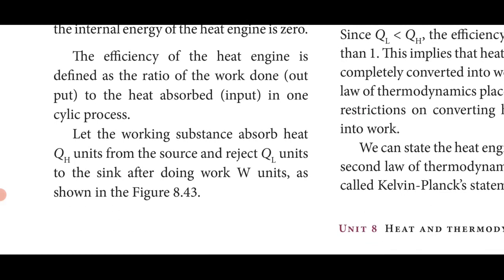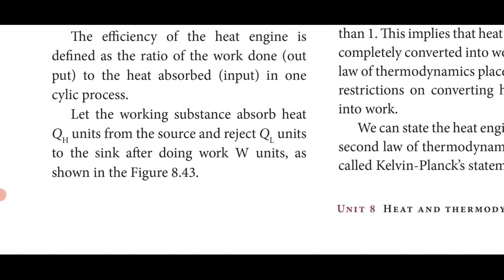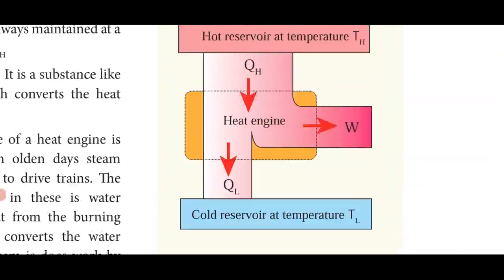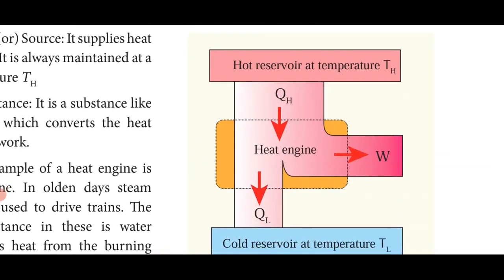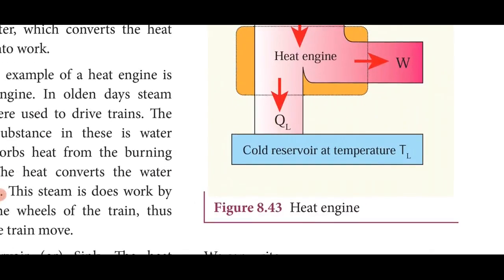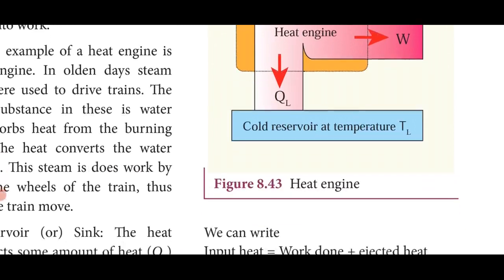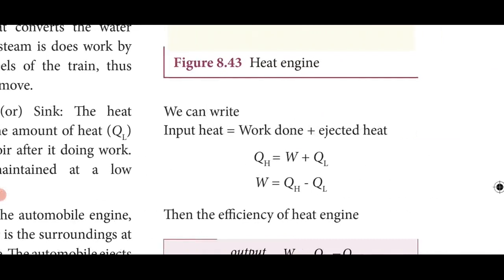The efficiency of a heat engine is defined as the ratio of work done to the heat absorbed in a cyclic process. The working substance absorbs heat QH from the source, and rejects QL, the low heat, to the sink after doing the work. That is given in the diagram. First it gives heat to the engine, which is converted into work, and after finishing the work it gives heat again to the cold reservoir.